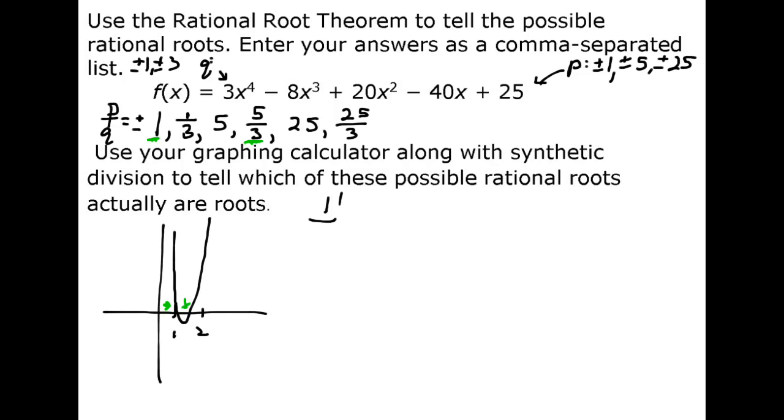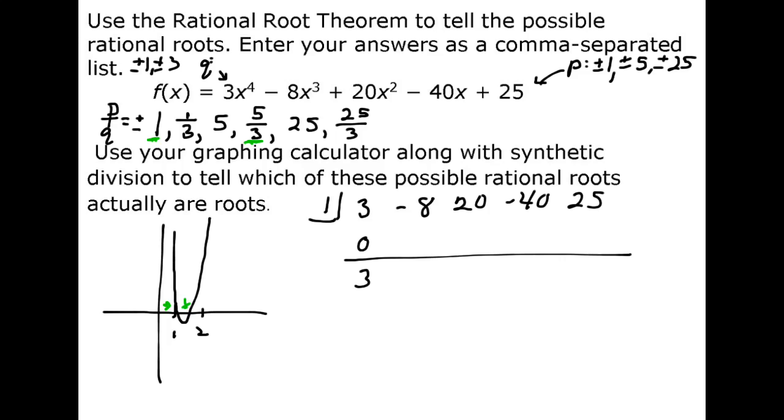So 1 first, 3, negative 8, 20, negative 40, 25. So start with a 0. 1 times 3 is 3. Add that, we get negative 5. 1 times negative 5 is negative 5. Add and get 15. 1 times 15 is 15. Negative 40 plus 15 is negative 25, and negative 25 times 1 is negative 25. So sure enough, my remainder is 0, meaning that 1 is a root.